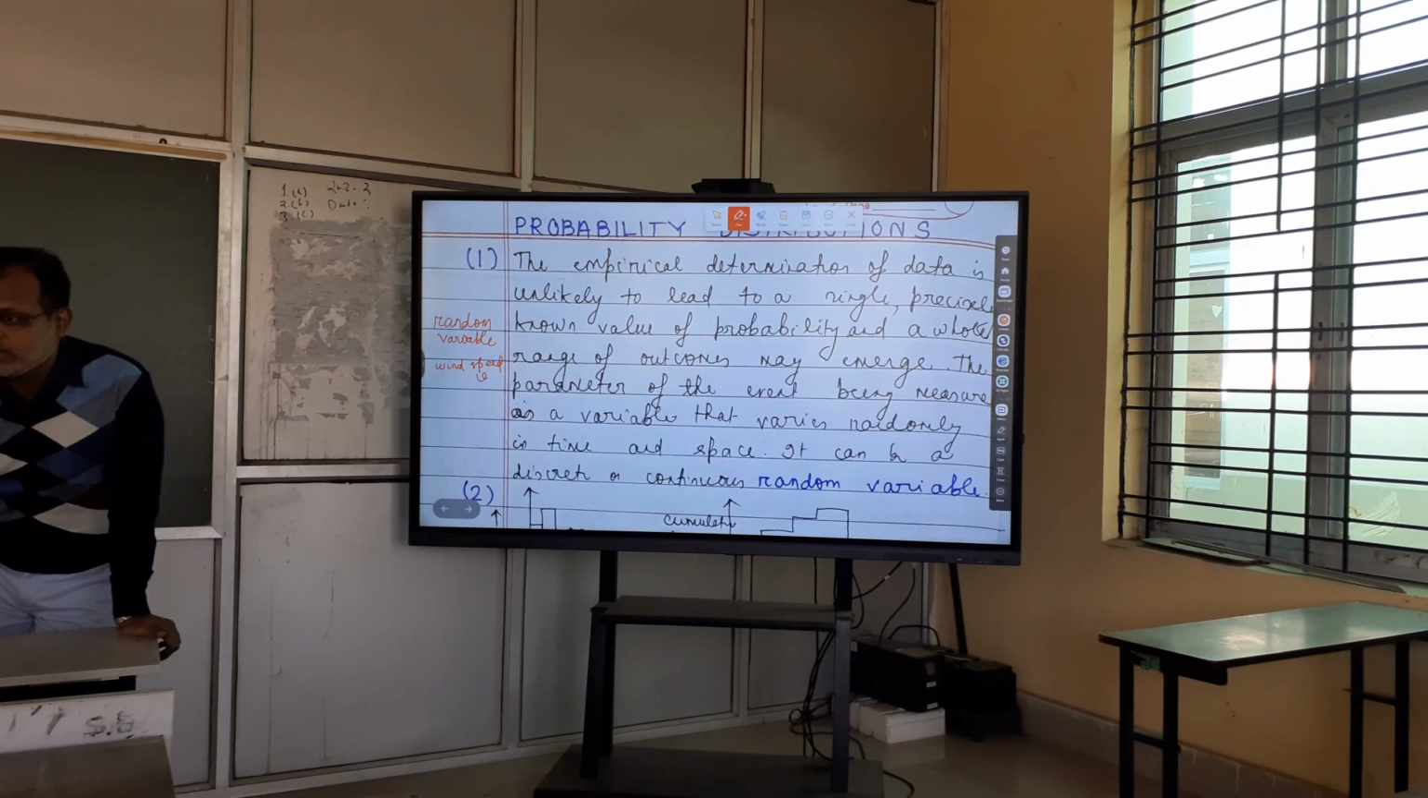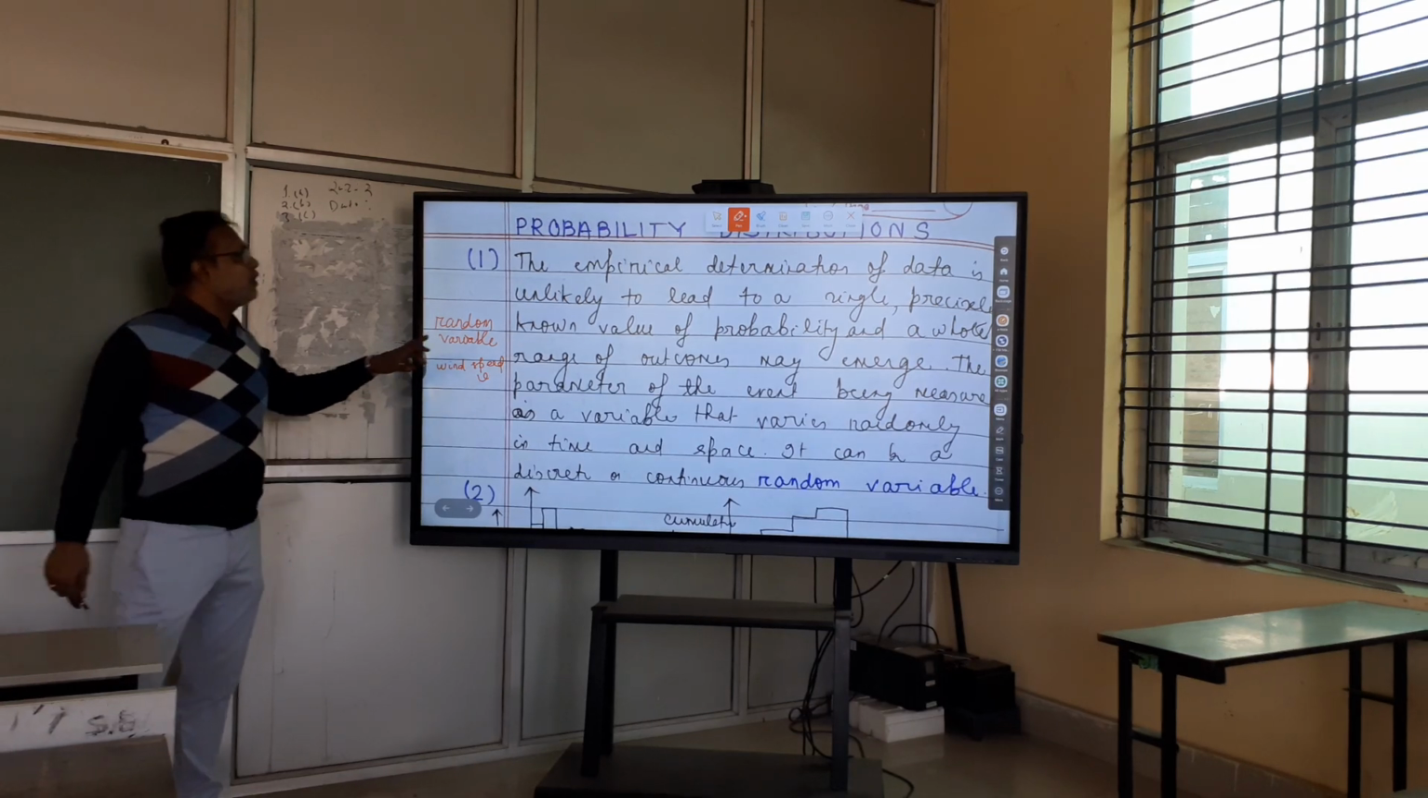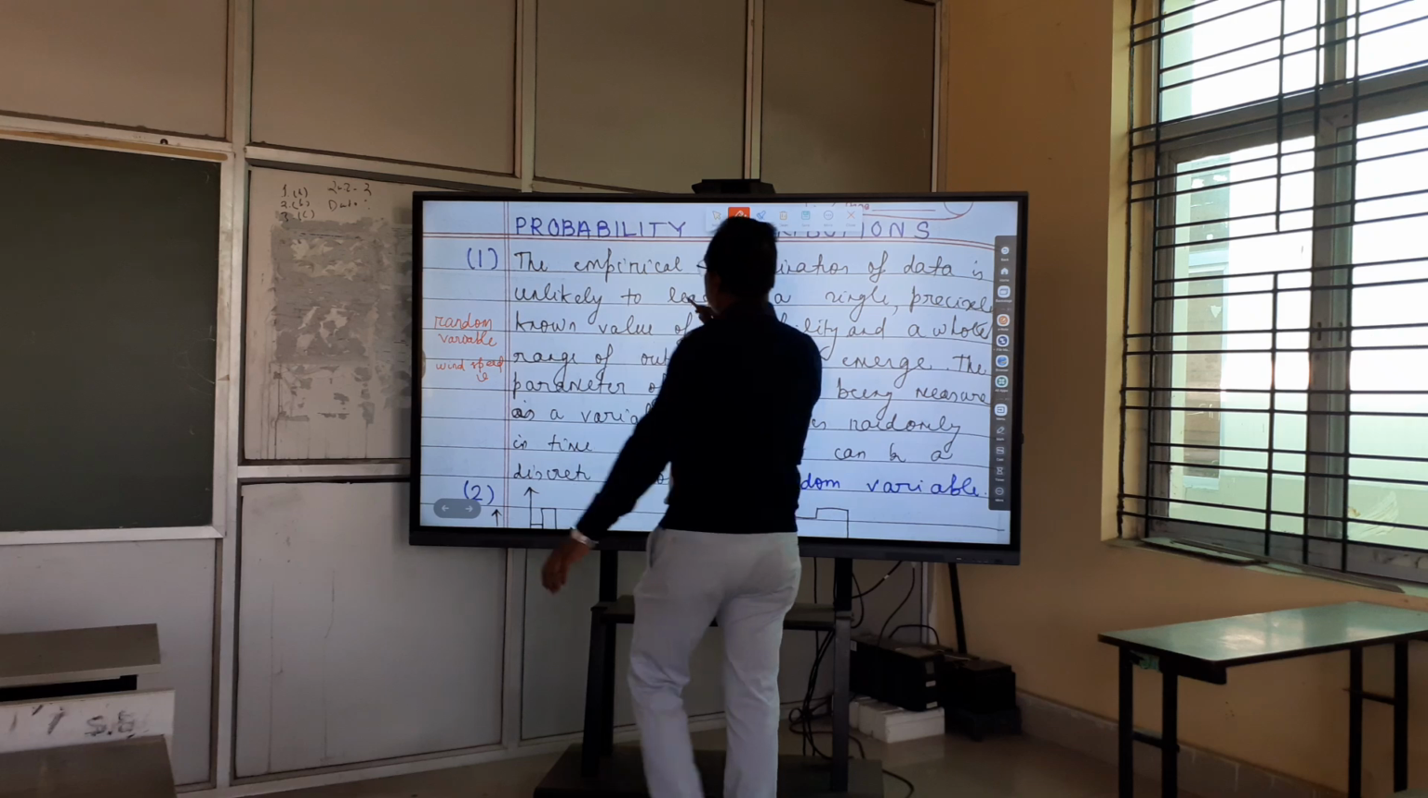But that's a discrete one, because it is either 0 or 1. The number of heads and tails in a toss is also a random variable, a discrete one. Either head or tail is a random variable. Okay, so what is a random variable?